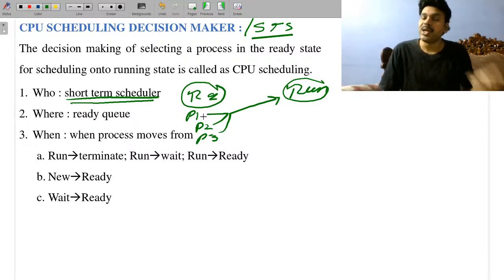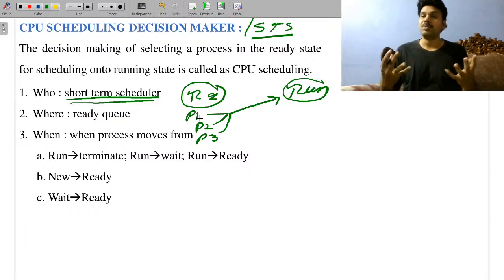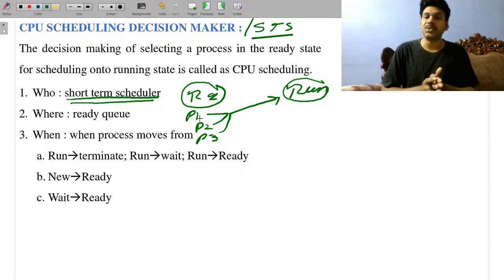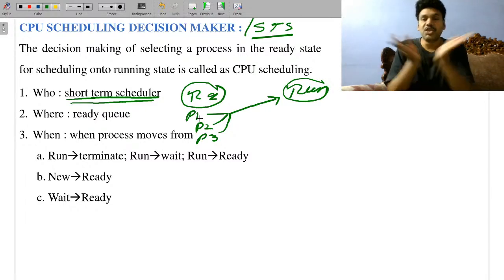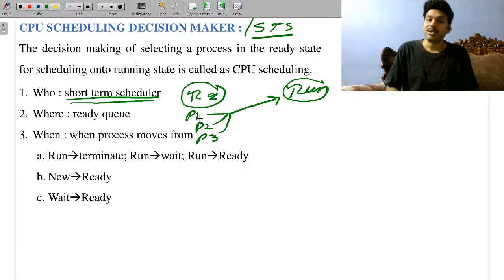Again, I am telling you, if there is a single process available, there is no requirement of CPU scheduling. But in real-time scenarios, multiple programs are available in your ready queue. Now I am in ambiguity about which process I need to send to the CPU. That's a very important task. So that is done by your STS, short-term scheduler.